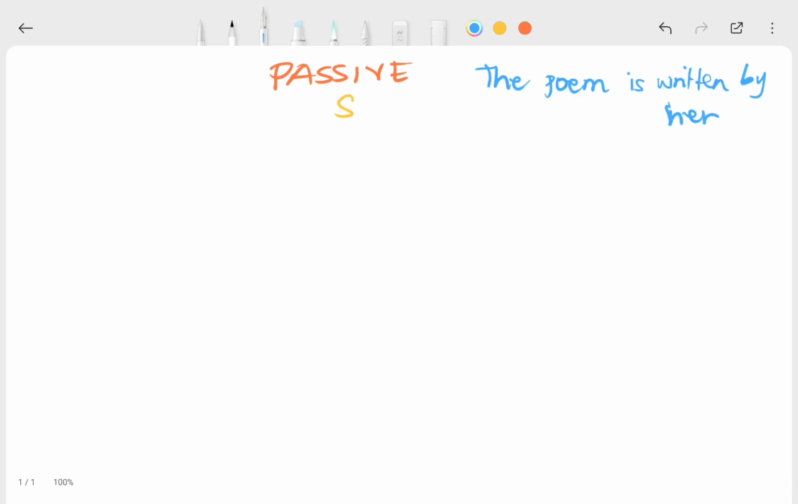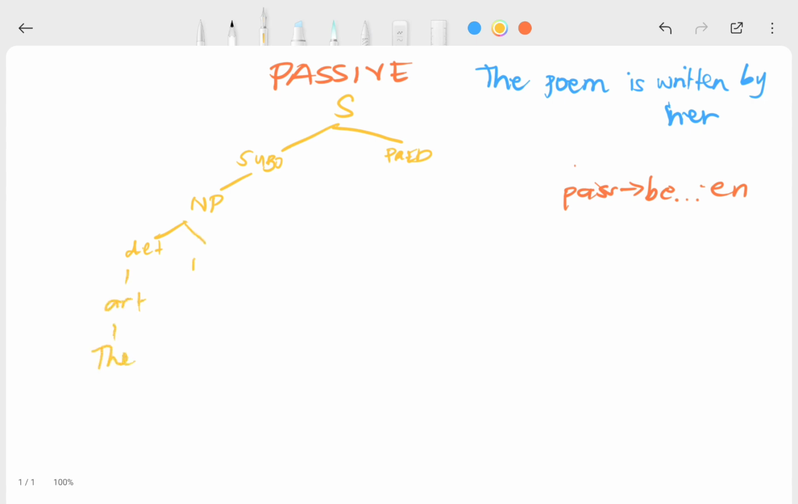This time, let's talk about the passive sentences. How do we structure passive sentences? With the passive, we have to know that under the passive, we have the word be and then the en. Then with the subject, we have the NP. Then with the NP, we have the determiner, art, the, then the N, poem. Then with the predicate, we have this one, is written by.